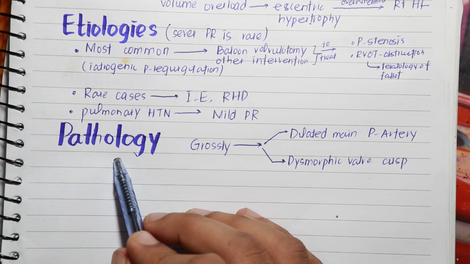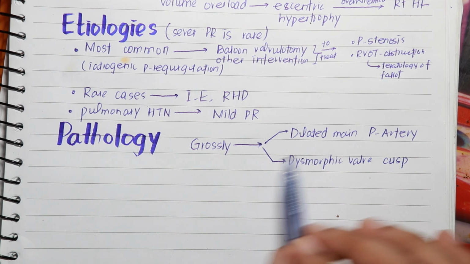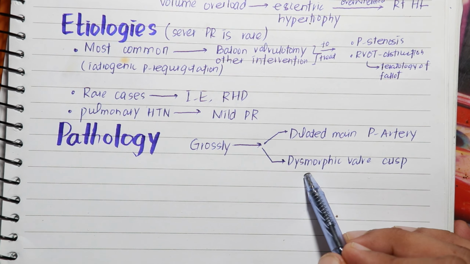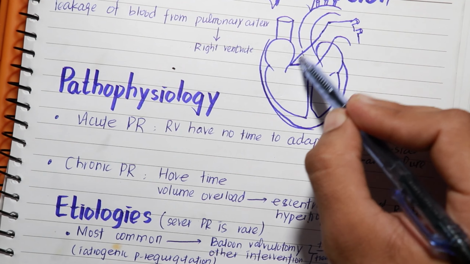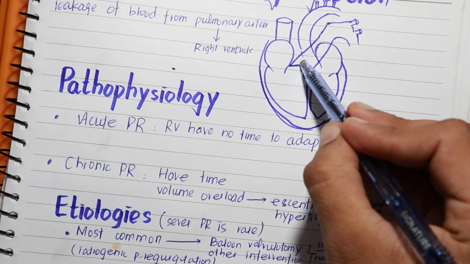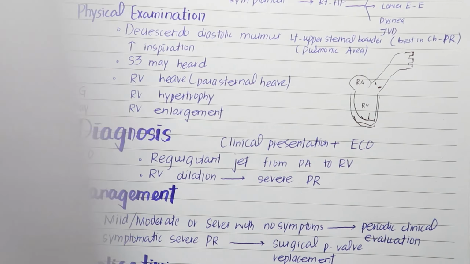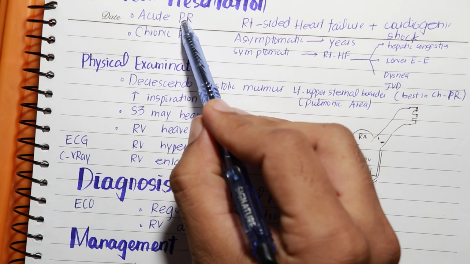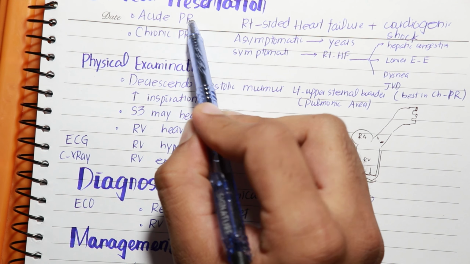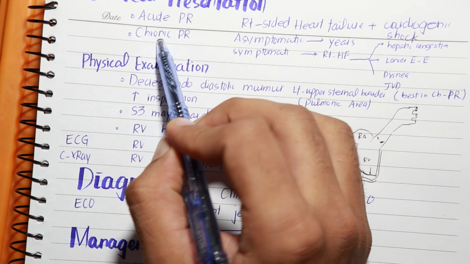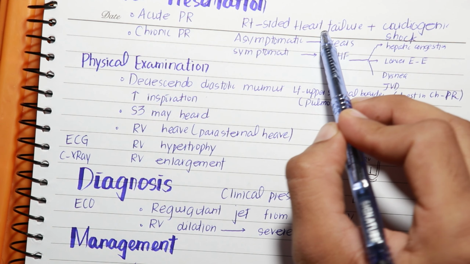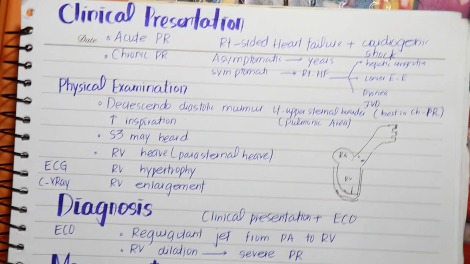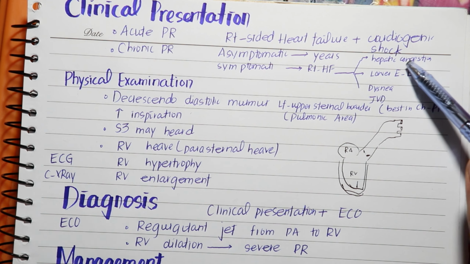Now pathology. On gross pathology, you will find a dilated main pulmonic artery and dysmorphic valve cusps. This artery is dilated on gross examination. So this is pathology. Now we'll go to the clinical presentation. The clinical presentation of pulmonic regurgitation could be acute or chronic. In case of acute, right-side heart failure plus cardiogenic shock. Cardiogenic shock means there would be tachypnea and low blood pressure, etc.